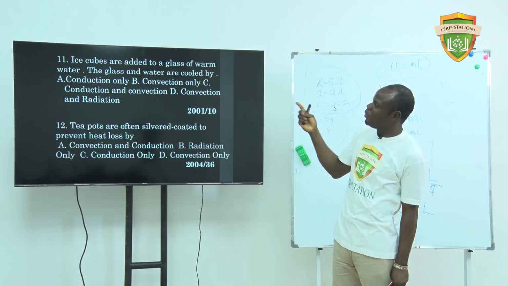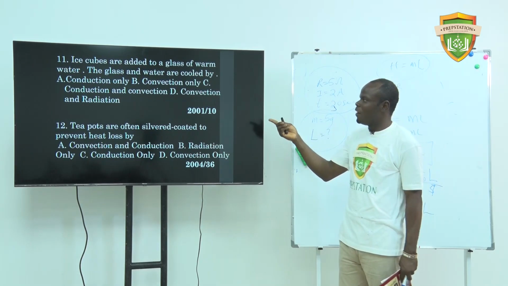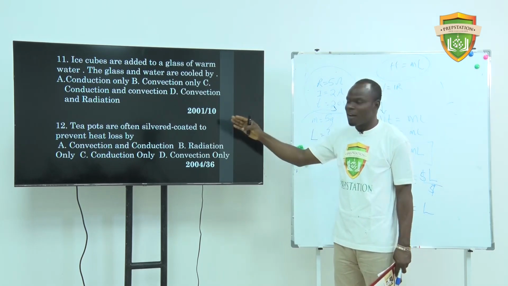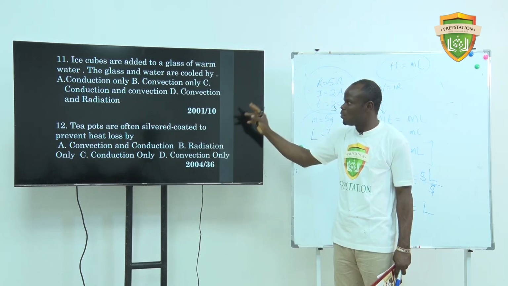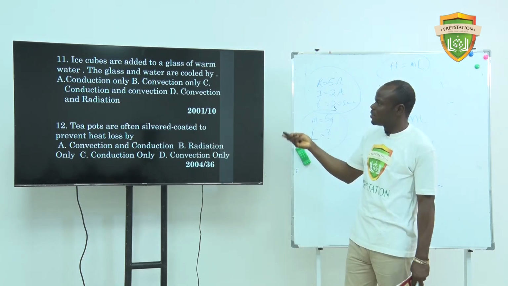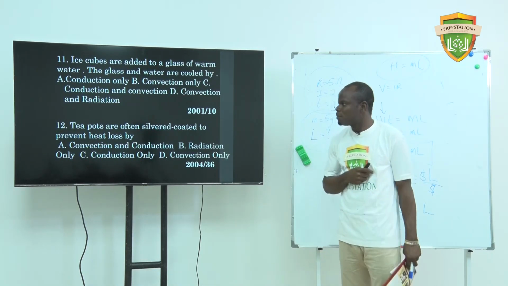So the correct answer, if you look through, is going to be C. That's conduction and convection. Definitely it's not conduction only. It's not convection only. It's not convection and radiation. Radiation has no place in this. So D is out, A is out, B is out. The correct answer is C. That's question 10 from 2001. Let me move straight away to question 12.